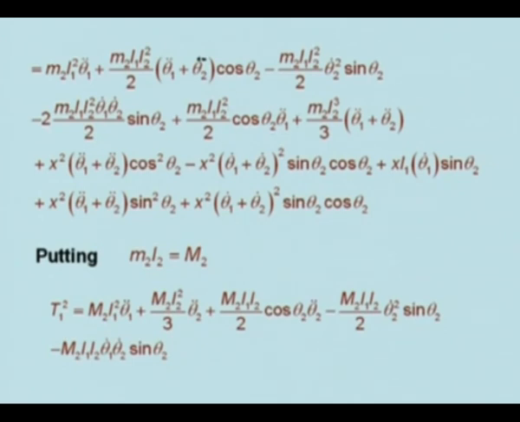plus M2 L1 L2 square by 2 cos theta 2 theta 1 dot dot plus M2 L2 cube by 3 theta 1 dot dot plus theta 2 dot dot plus x square theta 1 dot dot plus theta 2 dot dot cos square theta 2 minus x square theta 1 dot plus theta 2 dot square sin theta 2 cos theta 2 plus x L1 theta 1 dot sin theta 2 plus x square theta 1 dot dot plus theta 2 dot dot sin square theta 2 plus x square theta 1 dot plus theta 2 dot whole square sin theta 2 cos theta 2.